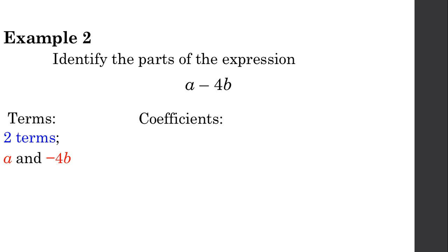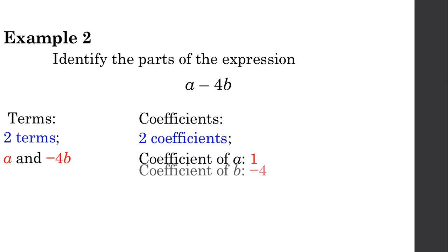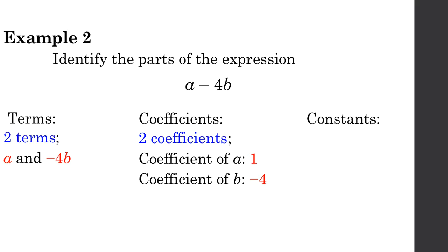The coefficients, there are 2 coefficients because we have 2 terms with variables. We have a coefficient of a, which is 1, again that invisible 1 that we don't see, and we have the coefficient of b, which is negative 4. As we look back at our expression, there are no constants. There are no terms that have no variables in them. And that's it for this example.